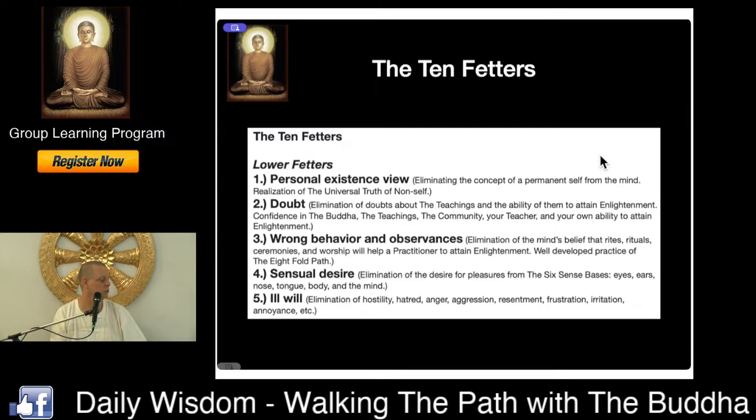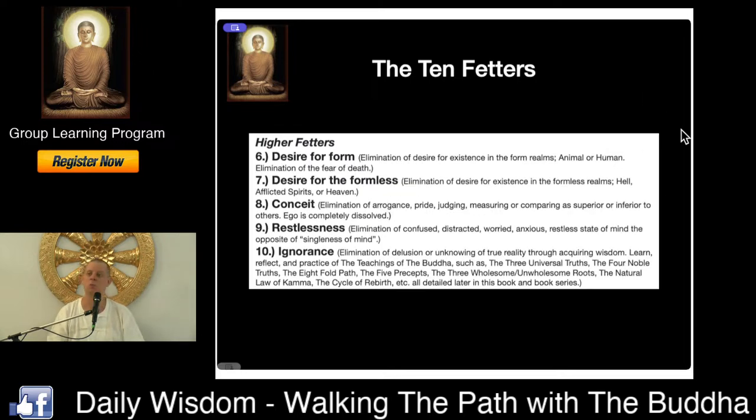So let's move into the higher fetters. These are a lot more straightforward, kind of easier to explain. Number 6 and 7 are actually very similar. This is called desire for form and desire for formless. This is where you have a desire to exist in either the form realms or the formless realms.